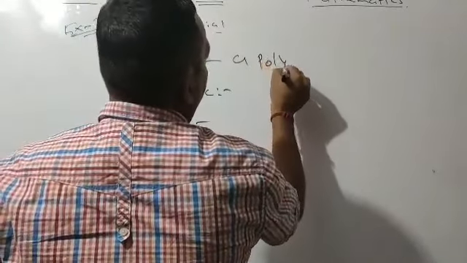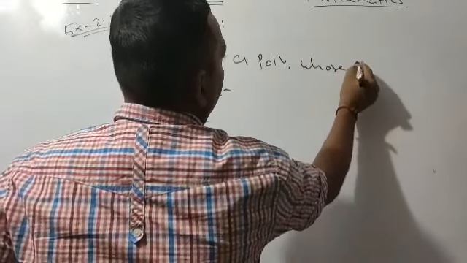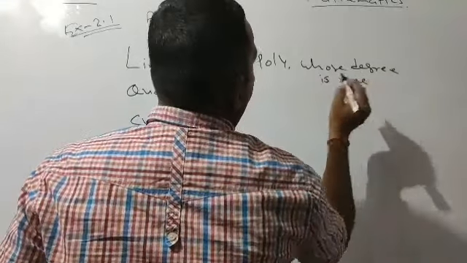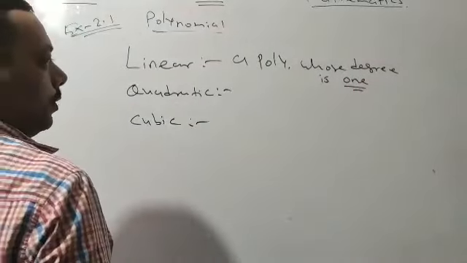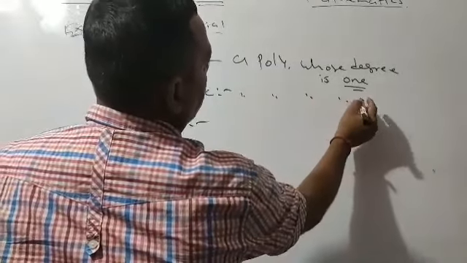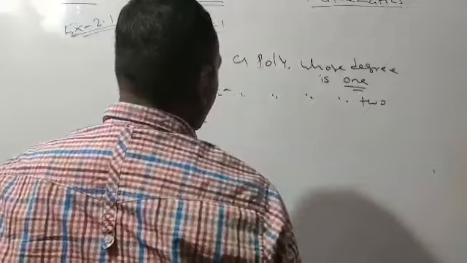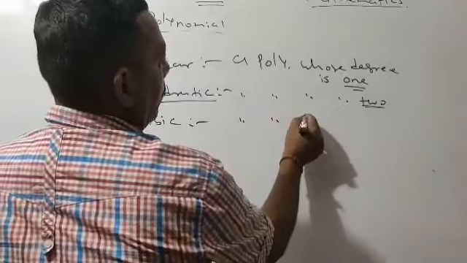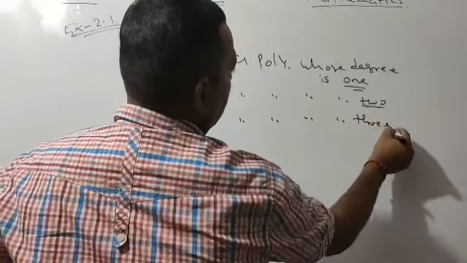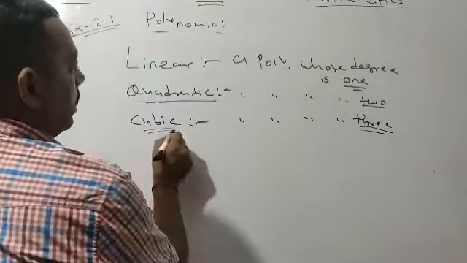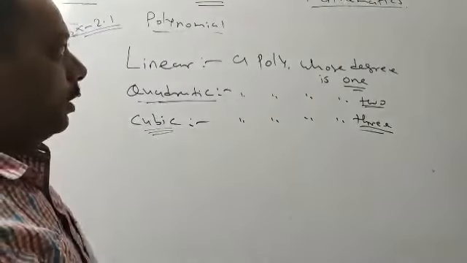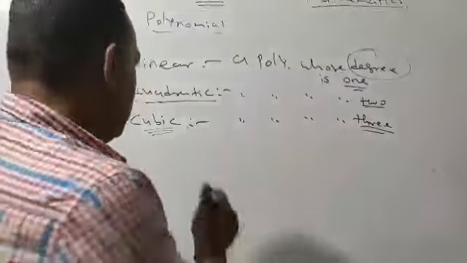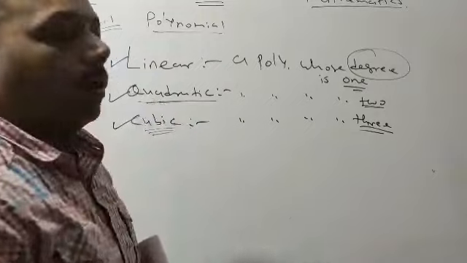A polynomial whose degree is 1 is called a linear polynomial. A polynomial whose degree is 2 is considered a quadratic polynomial, and a polynomial whose degree is 3 is considered a cubic polynomial. So you only have to observe the degree and then decide whether it is linear, quadratic or cubic.